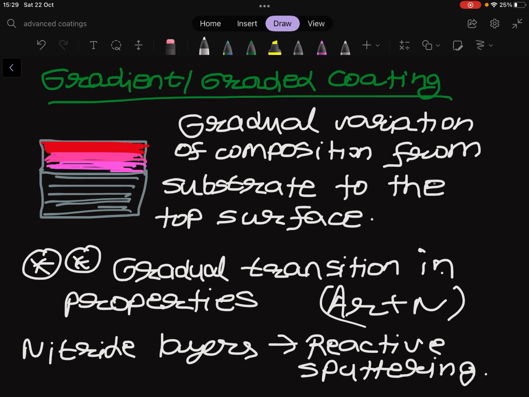Titanium as a metal is highly ductile, so it matches well the properties of our substrate, and we have gradual transition in composition without any sharp interface in between to minimize any stress interfacial effect.